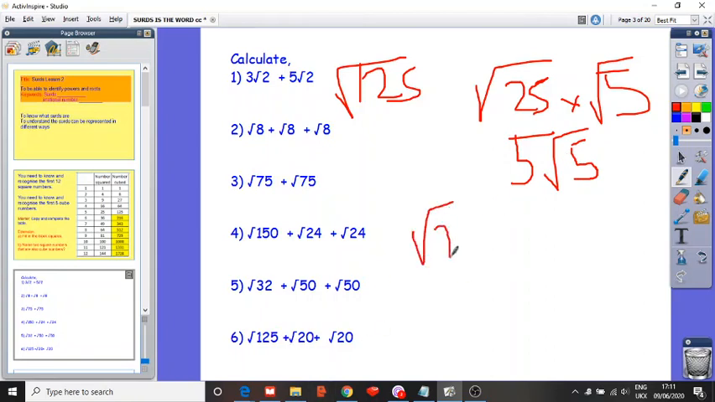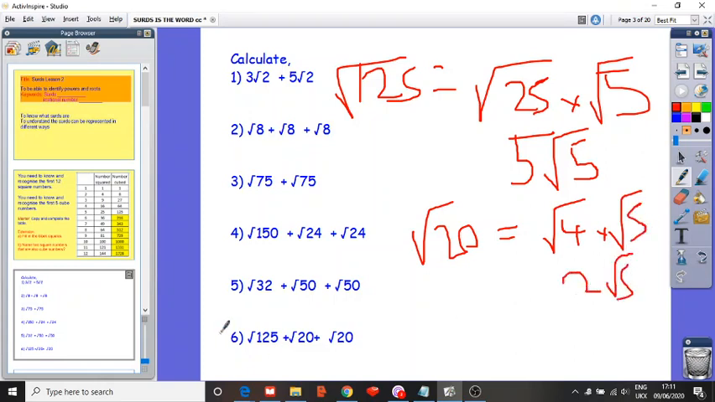That can be rewritten as the square root of, well, 4 goes into it, and that's a square number, times the square root of 5, so 2 root 5. So this sum, I can write it as 5 root 5 plus 2 root 5 plus 2 root 5. So I've got 5, 6, 7, 8, 9. So my answer is going to be 9 root 5.